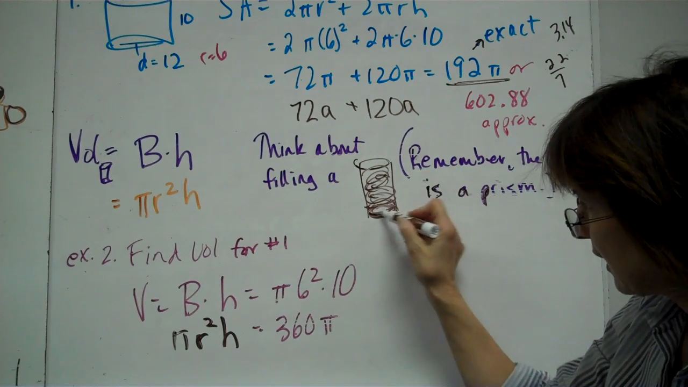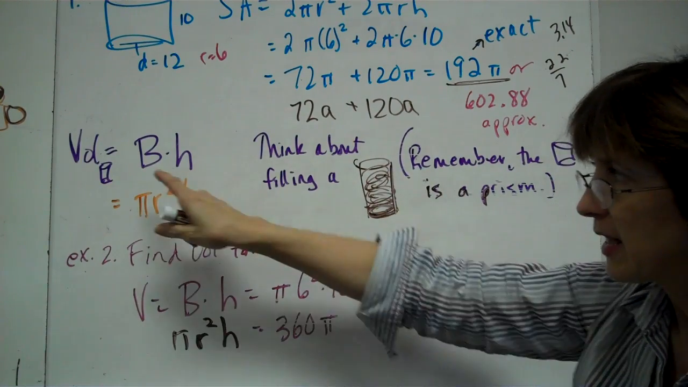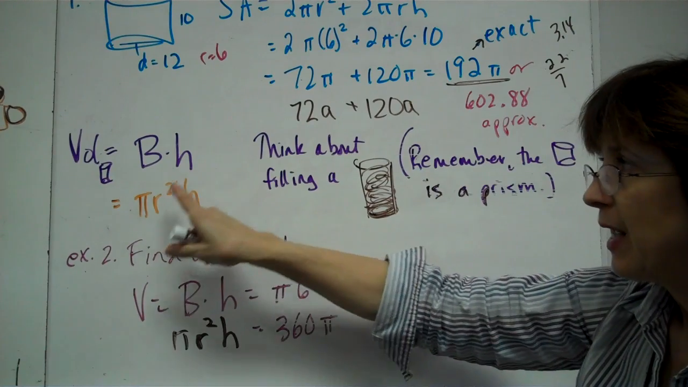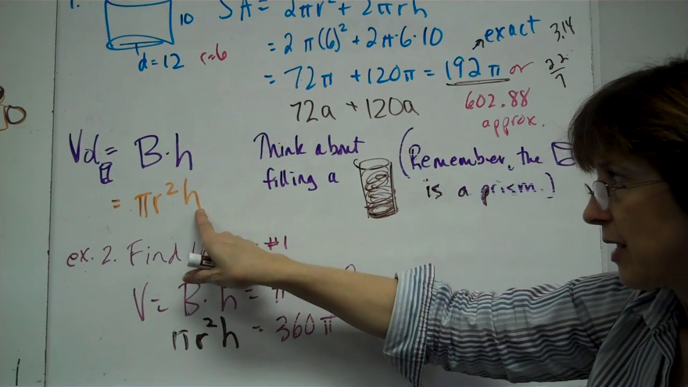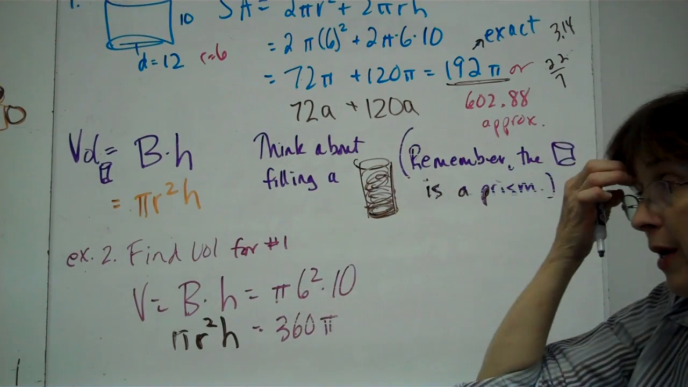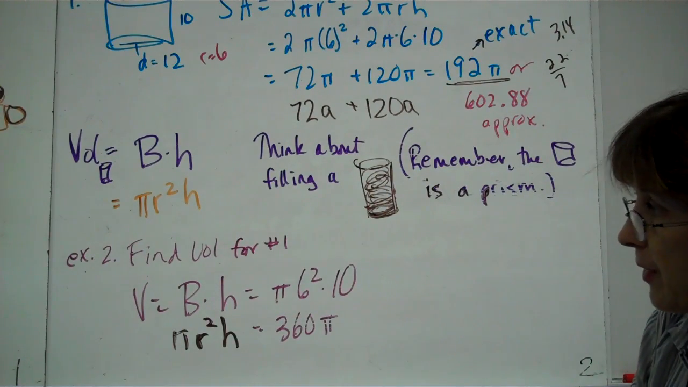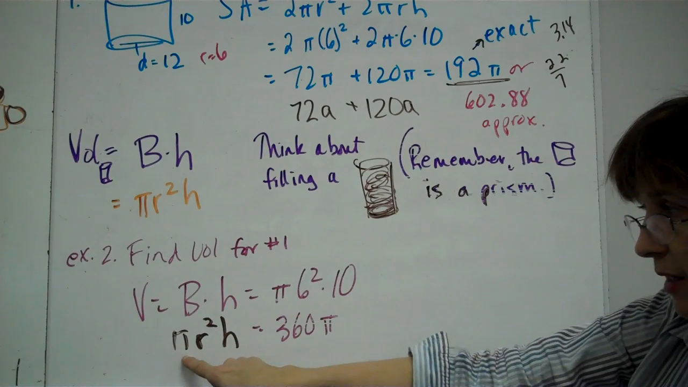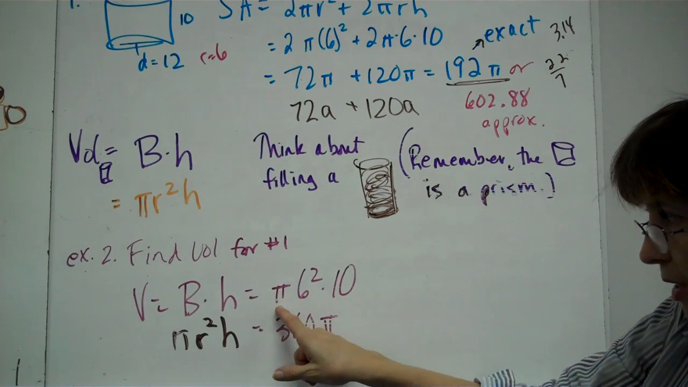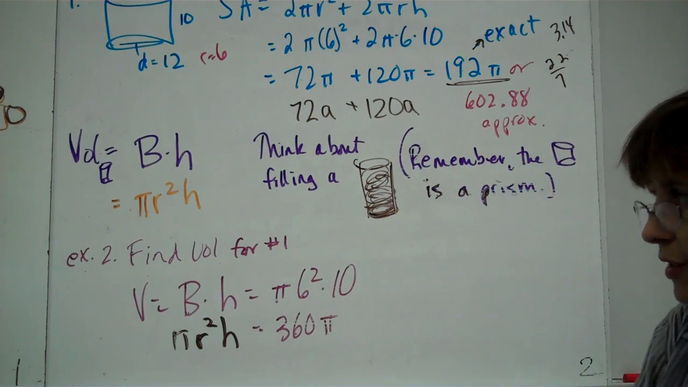So it's the area of that lid times however high it is. And that's exactly why it's the area of the base times the height. And the area of the base is pi r squared times the height. So that's your basic formula. All right, let's go ahead and find the volume for cylinder number 1. We write down our formula: pi r squared times h, and plug it in. Pi times 6 squared times 10, which is 360 pi.